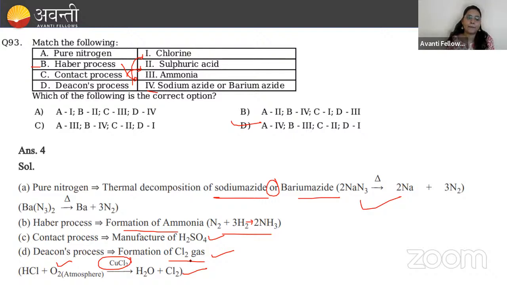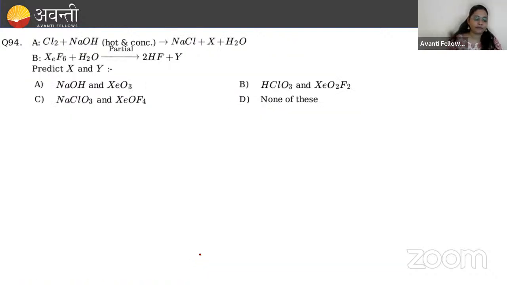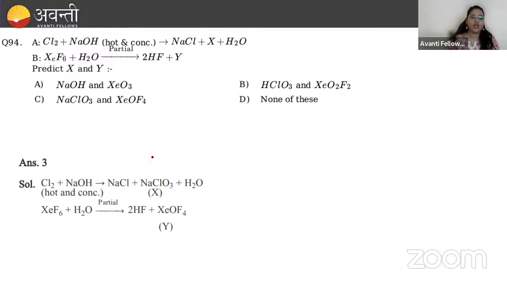Any doubt in this? Okay, next problem. Cl2 plus NaOH, hot and concentrated, gives us these things. Predict X and Y. So here we have to calculate X and Y. Let's see both the reactions. Here, after the reaction of Cl2 and NaOH, we get NaCl and NaClO3 and H2O.